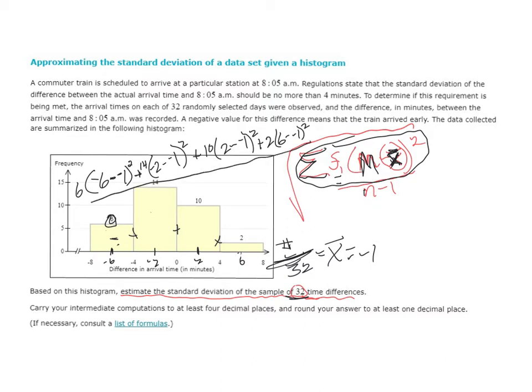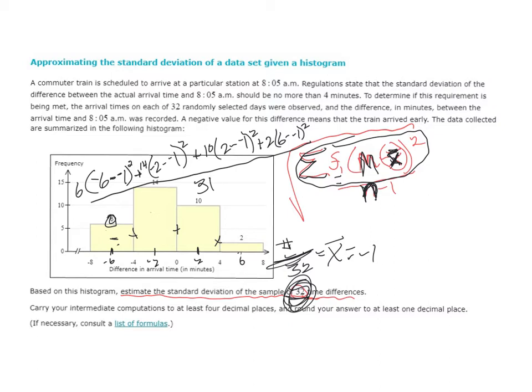You should know what this lowercase n means too. That's another thing I'm going to ask you to know. That is your sample size. Your sample size is 32. So we're going to do 32 minus 1, and I'm going to divide by that.